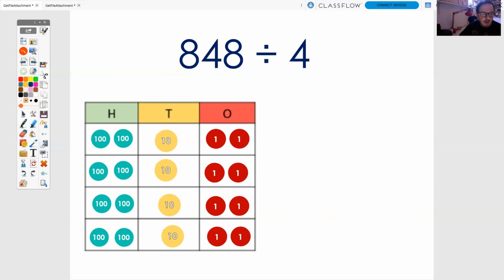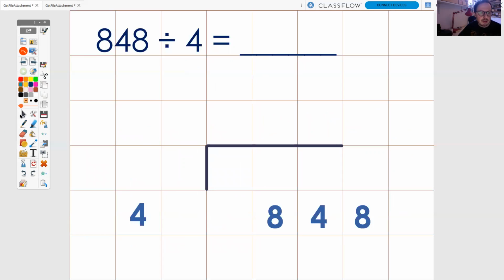So let's have a look. In one row, 848 divided by 4 is 200 plus 10 plus 2. 200 plus 10 plus 2 is 212. It works pretty well with that method. Let's use the short division method and just double check what we're doing.